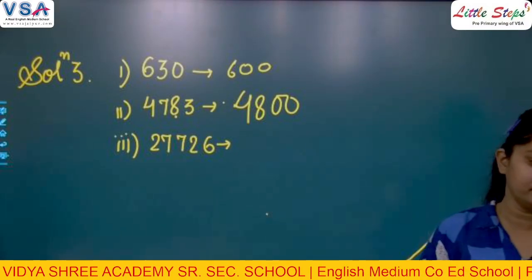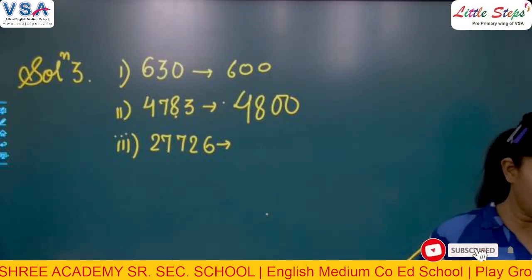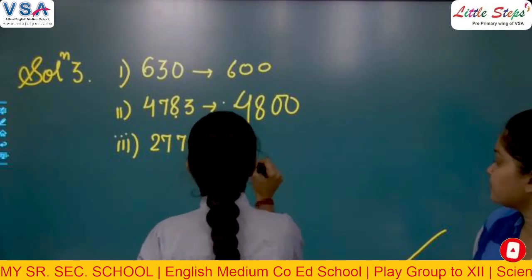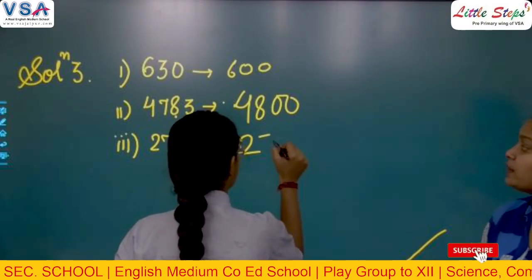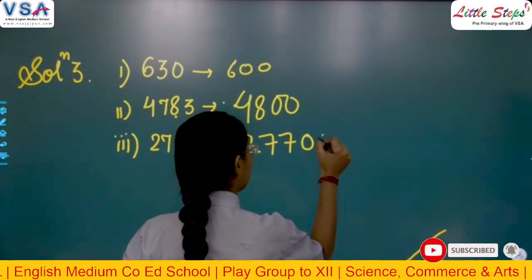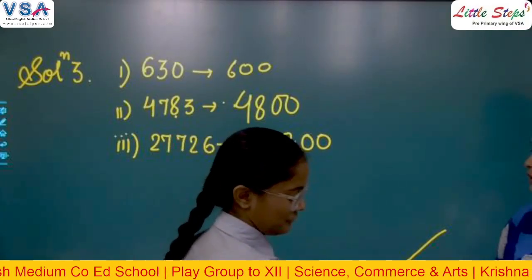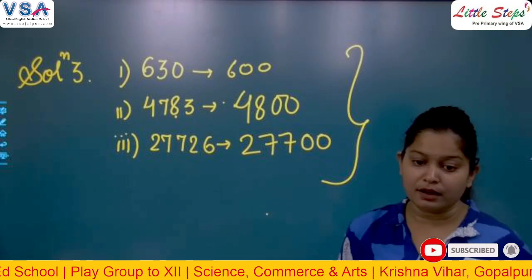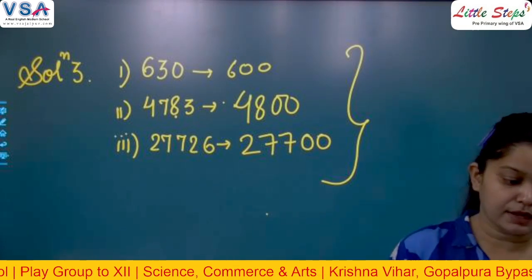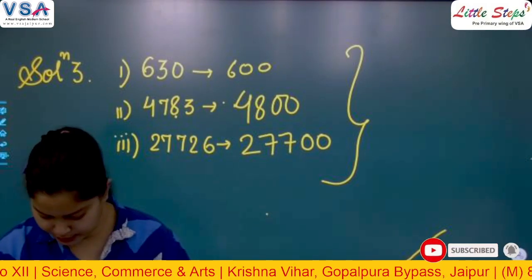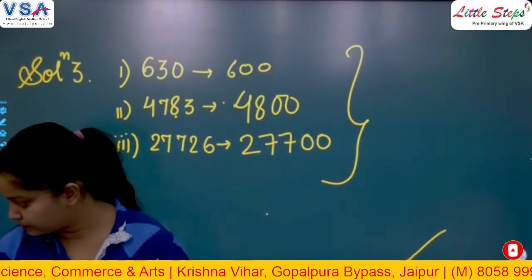Yes, Anuja, come. I will call you in the next question. 27,726. Yes. 27,700. Very good, Anuja. Very good. So, this is all about question number 3. Is it clear to all or not? Okay. Write down, hurry up, then we will move to the next question.